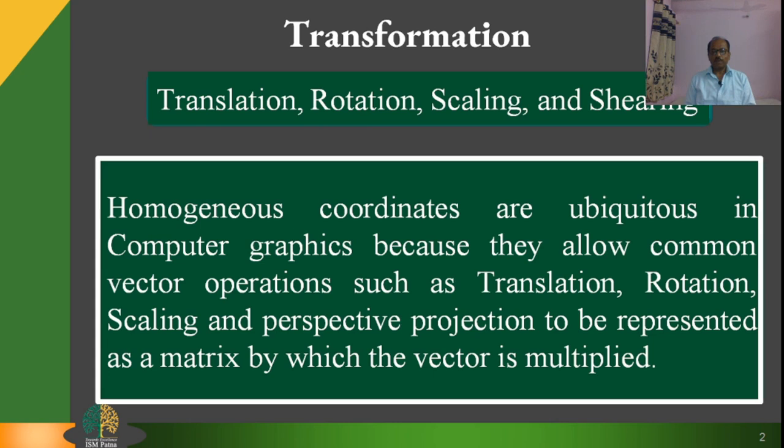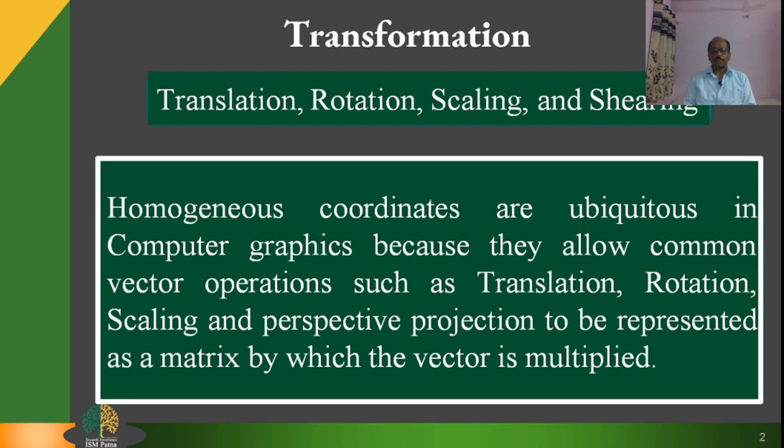So we may define that homogeneous coordinates are ubiquitous in computer graphics because they allow common vector operations such as translation, rotation, scaling and perspective projection to be represented as a matrix by which the vector is multiplied. So in this process we create a third coordinate.